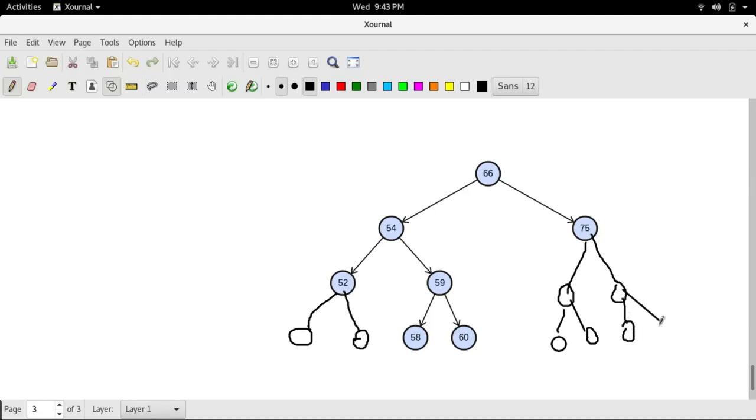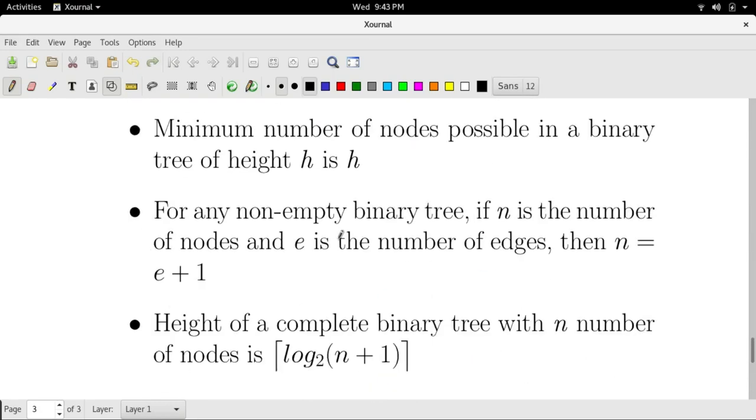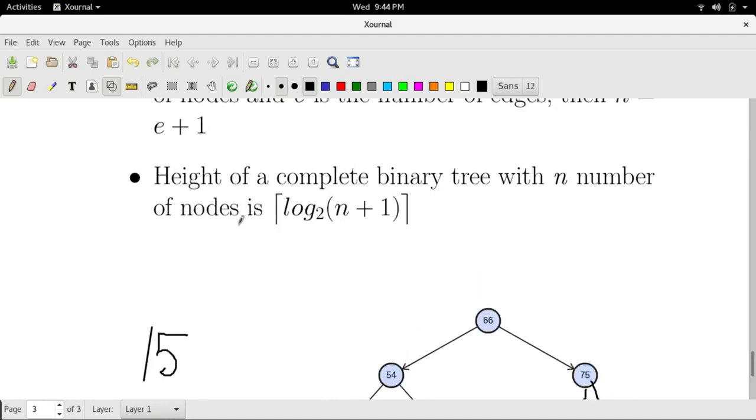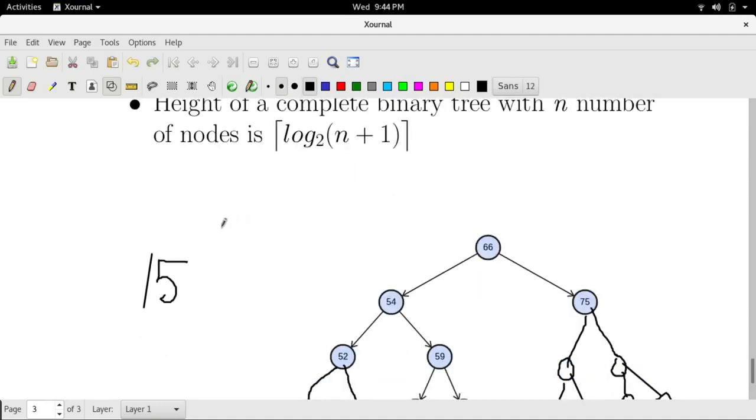The number of nodes is 1, 2, 3, 4, 5, 6, 7, 8, 9, 10, 11, 12, 13, 14, 15. You have 15 nodes. Height of this tree with n number of nodes is log n plus 1 to the base 2. You need to take the ceiling. So here it is. Height of the tree is log n plus 1, that is log 16 to the base 2.